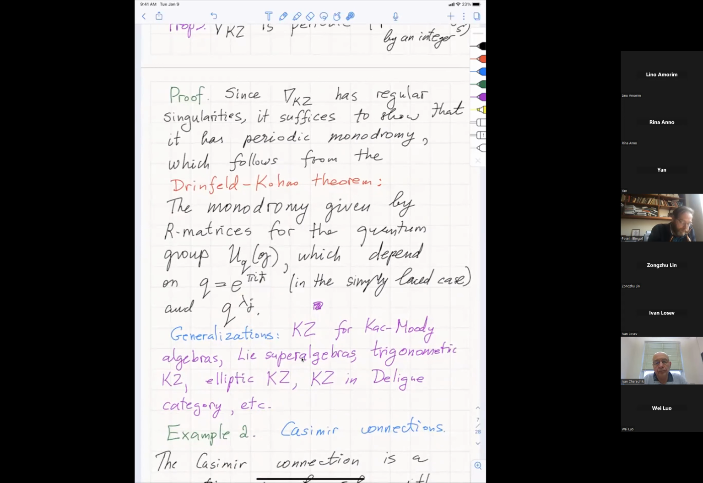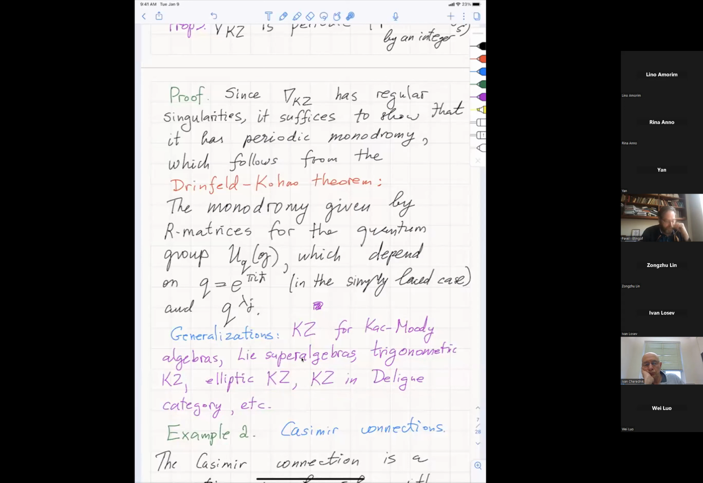And one can generalize it to Knizhnik-Zamolodchikov equations for Kac-Moody algebras, which works the same way. Also, one can consider Lie superalgebras. In this case, the monodromy theorem was proved by Nathan Geer, and so we can use that. Also for the trigonometric KZ equation, which actually reduces to the rational one, and for the elliptic KZ equation, for which it is also known that monodromy is given by R matrices, for Knizhnik-Zamolodchikov for the Deligne category, and so on. So there are many. Do I remember correctly that there exists an irregular degeneration of trigonometric?